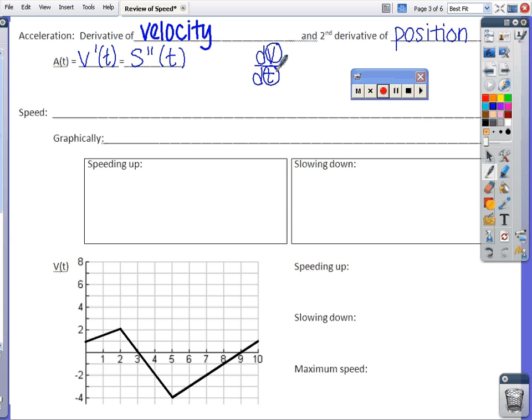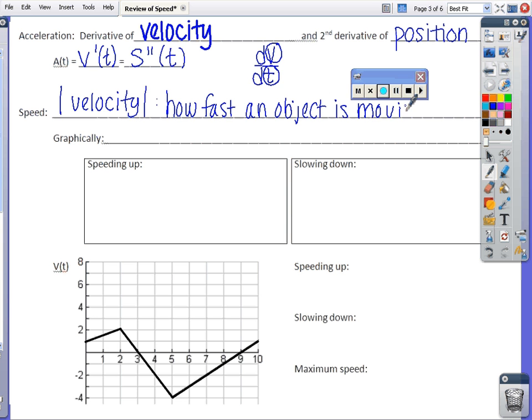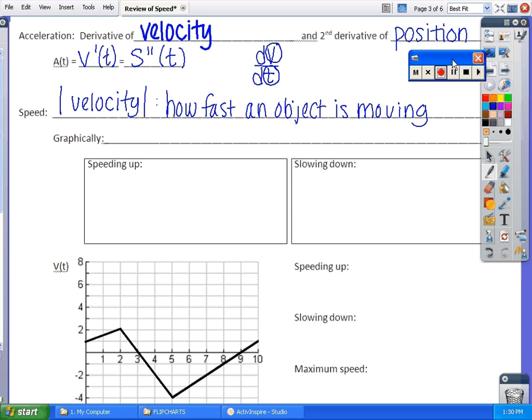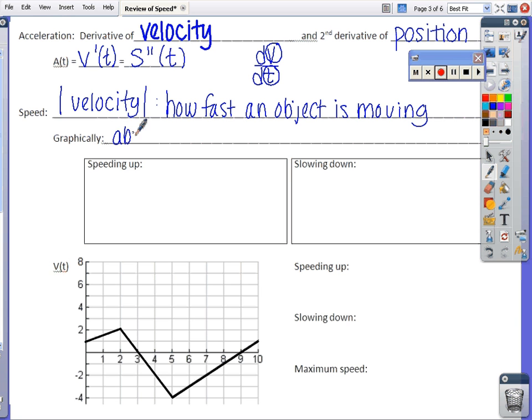Speed is the absolute value of velocity. In terms of a concept, it's how fast an object is moving. And which way we move does not matter. So if we wanted to talk about moving forward and moving backwards, that actually has to be velocity. Velocity tells us which way we move. Speed just tells us how fast we are going. So graphically, speed is literally the absolute value of velocity.